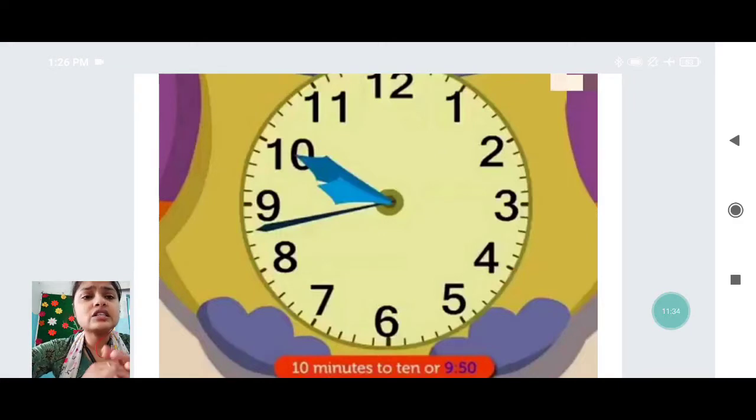We can read like this also: 10 minutes to 10. It means 9:50. 10 minutes are left to be 10. It means it is right now 9:50.